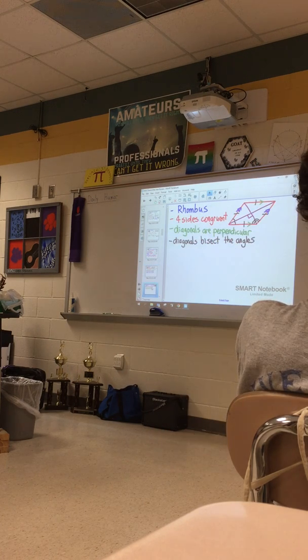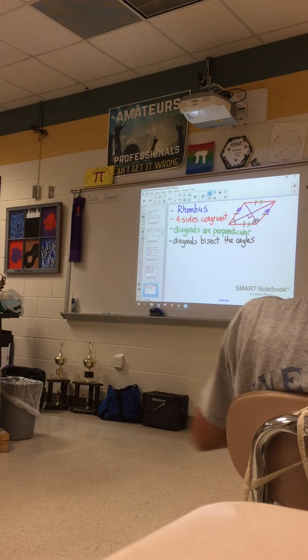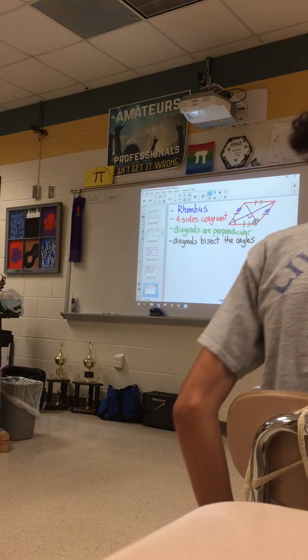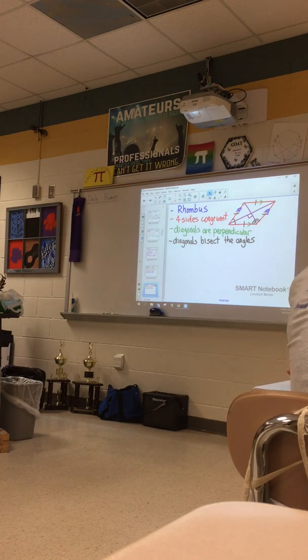Okay, for a rhombus, it's all the same characteristics of a parallelogram in addition to these three. All four sides are congruent. Diagonals are perpendicular in a rhombus, and the diagonals bisect the angles.